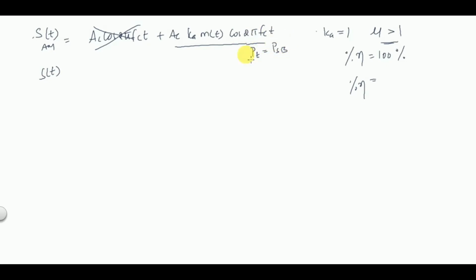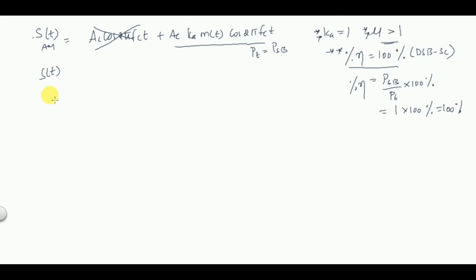So PT is equal to PSB. What we have for the efficiency formula is PSB by PT into 100%. Since PSB is equal to PT, this becomes 1 into 100%, which is equal to 100%. So efficiency is 100% in the case of DSBSC. Very important point, you just have to remember. And Ka is going to be 1 and mu is going to be greater than 1. So all these values you have to remember.